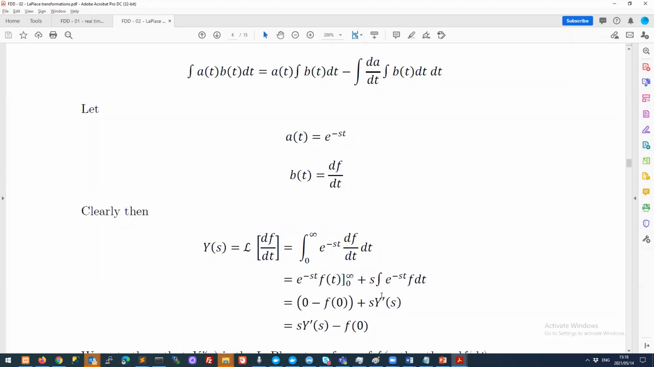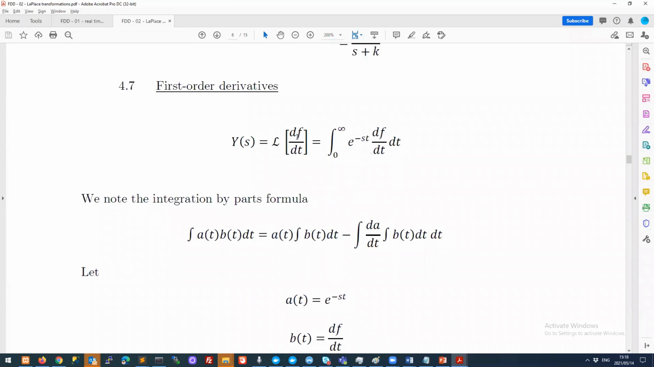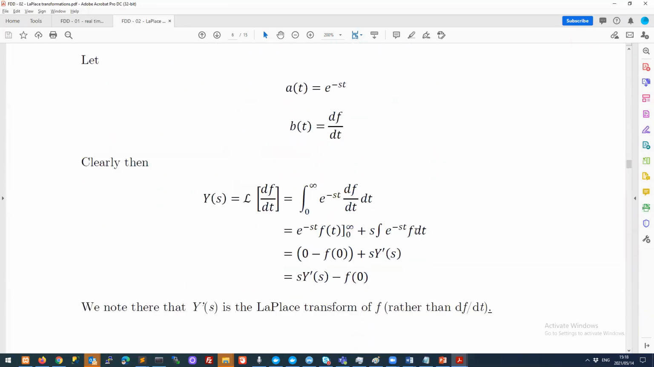So for this first part, we've got a minus f at 0 here. And then for the second part, we can't actually simplify this further because we don't know f, right? So this one is a bit more abstract. It's the derivative of some unknown function. So without knowing this function, we can't really simplify this any further.